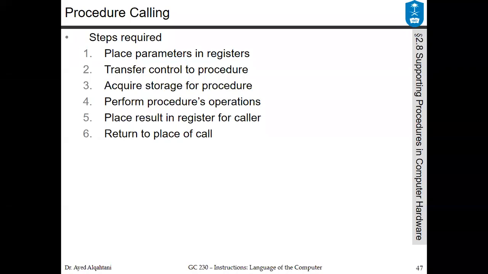So we will continue our discussion in instructions by investigating procedure calling. These are the steps required. First, you place the parameters in the registers. Second, you transfer the control to the procedure. Third, you acquire the storage for the procedure.